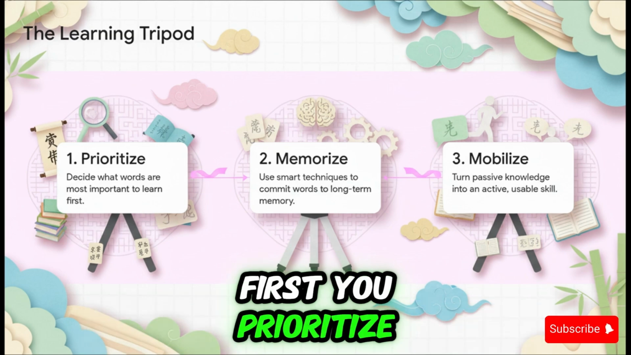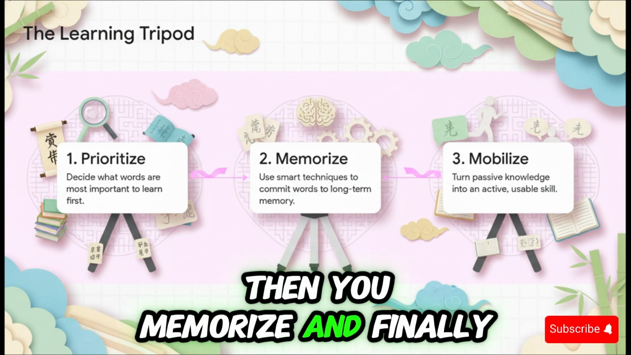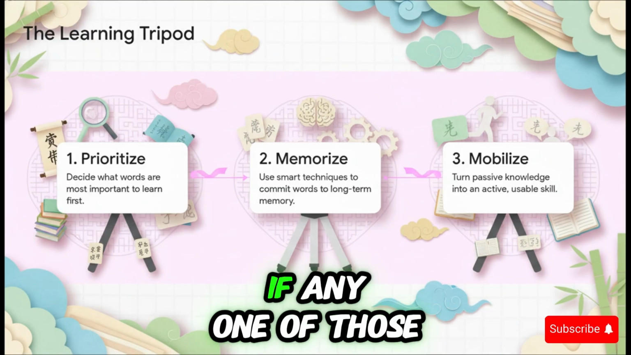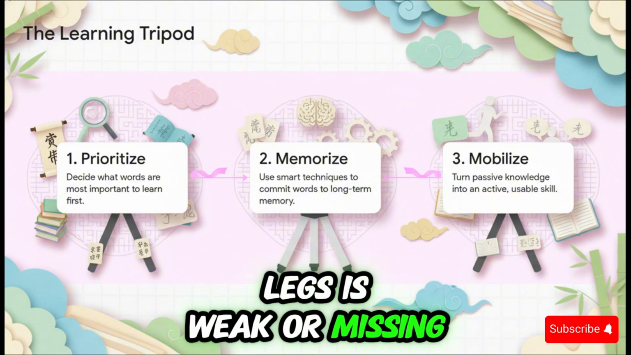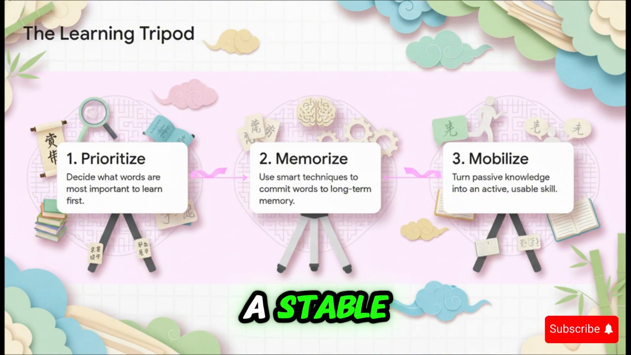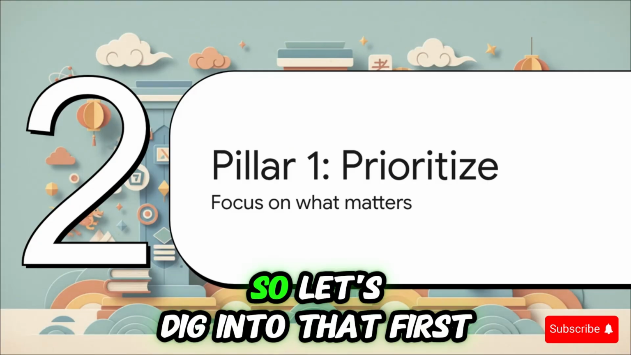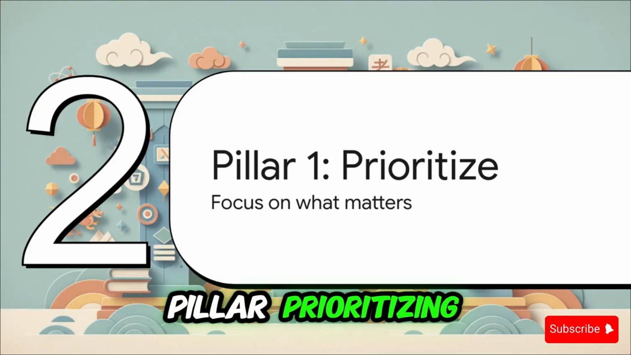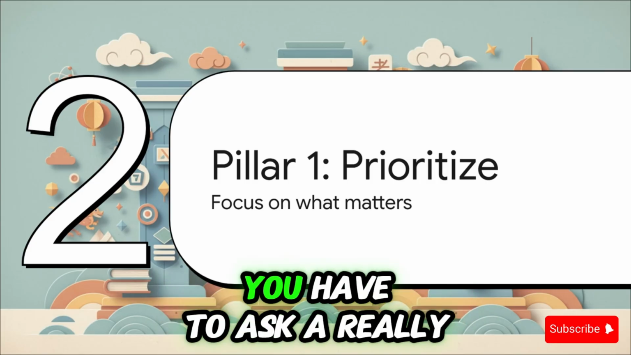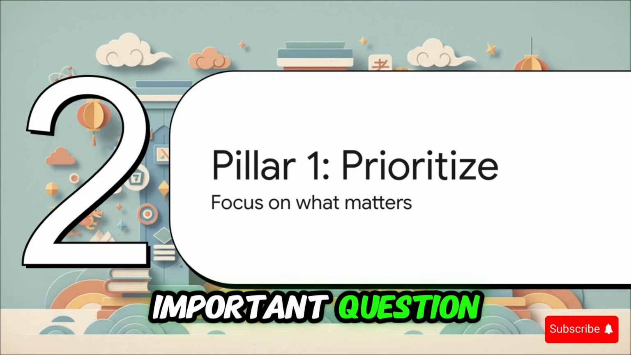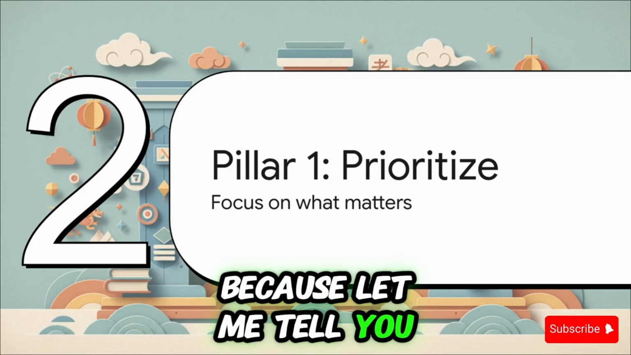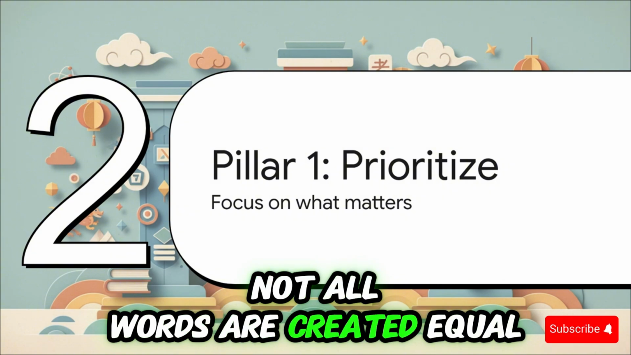First, you prioritize. Then you memorize. And finally, you mobilize. Just think about a real tripod. If any one of those legs is weak or missing, the whole thing just topples over. You need all 3 for a stable, effective learning strategy. So let's dig into that first pillar, prioritizing. Before you even think about memorizing a single word, you have to ask a really important question. Am I even learning the right words? Because let me tell you, not all words are created equal.